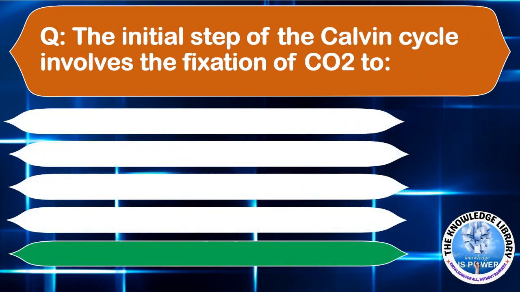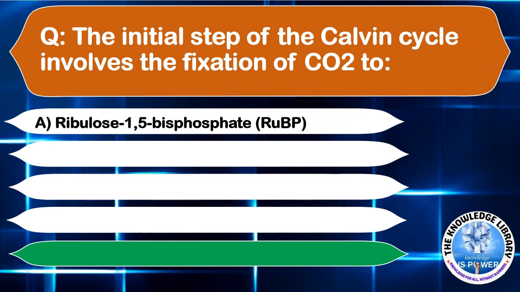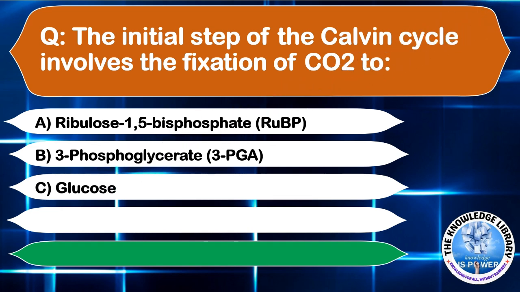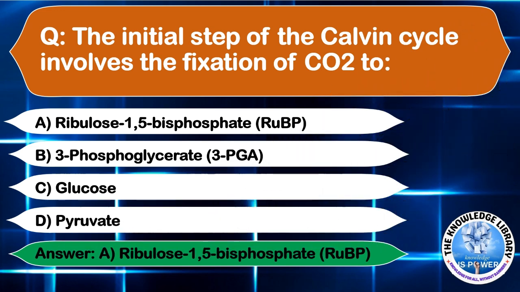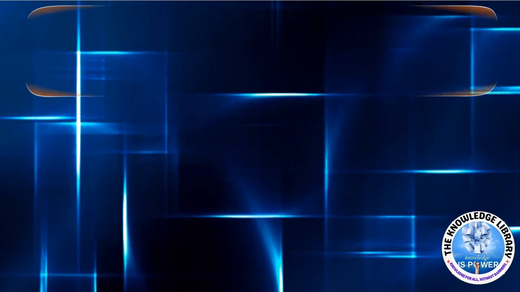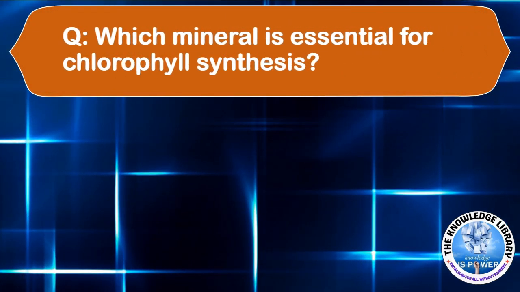The initial step of the Calvin cycle involves the fixation of CO2 to option A, ribulose 1,5-bisphosphate. Option B, 3-phosphoglycerate. Option C, glucose. Or option D, pyruvate. The correct answer is option A, ribulose 1,5-bisphosphate. Moving to the next question.